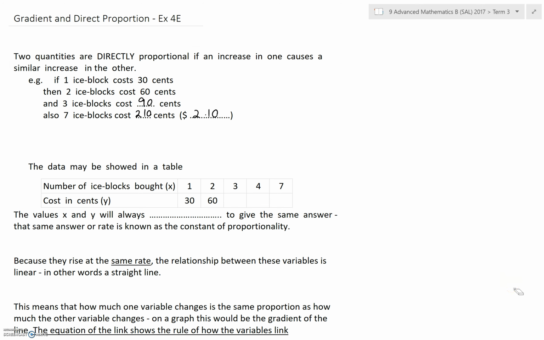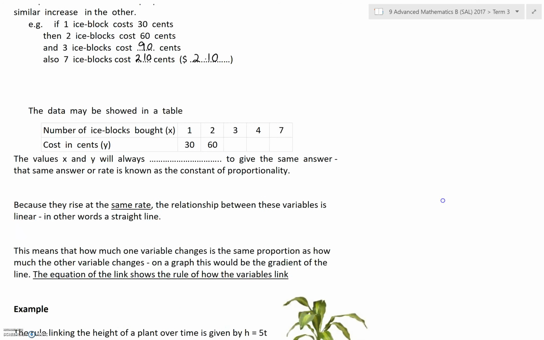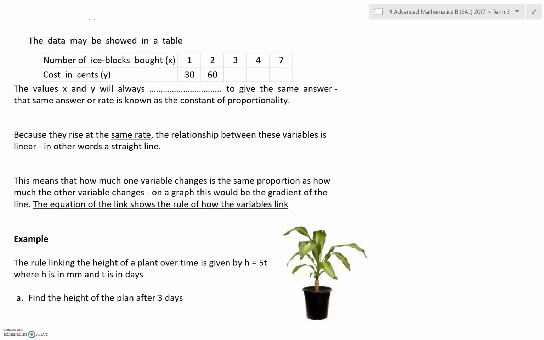Now, an easy way to show proportion and to use it to calculate things is to show the data that relates to it in some sort of table. So in that ice cream example we just looked at, we could display it like this, with the number of ice blocks being our x variable and the cost in cents being our y variable. So just like we filled in the little section above, we can fill in this table.